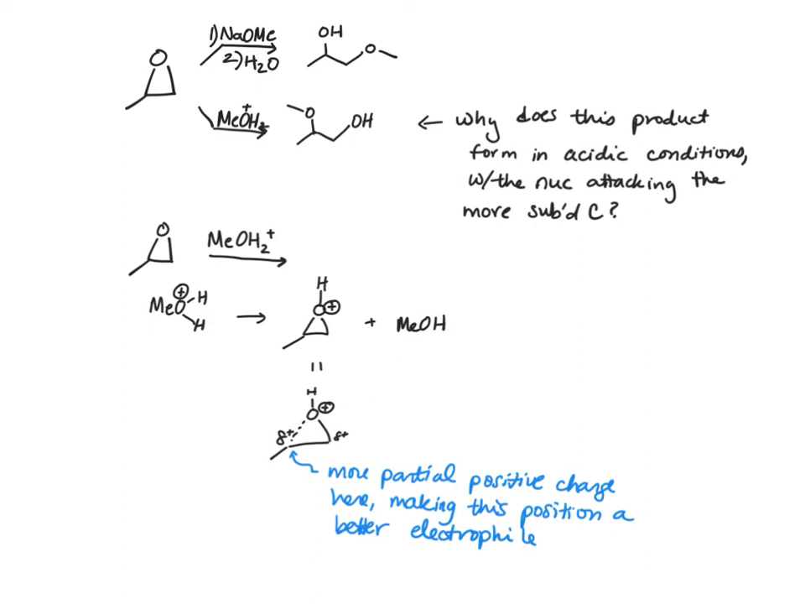In one case, we are attacking the carbon on the right, which was the less substituted carbon. And in the second case, in acidic conditions, we're attacking the more substituted carbon. Why does this product form in acidic conditions when the nucleophile attacks the more substituted carbon? The mechanism helps explain what's going on.